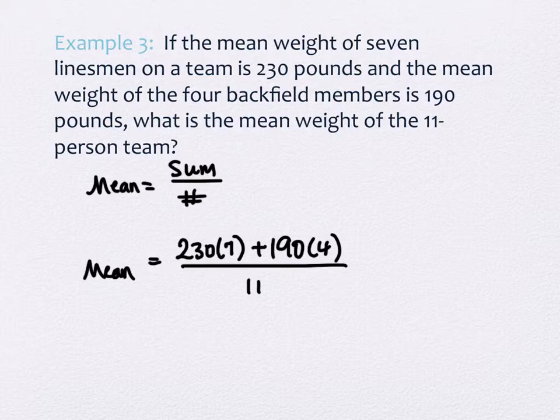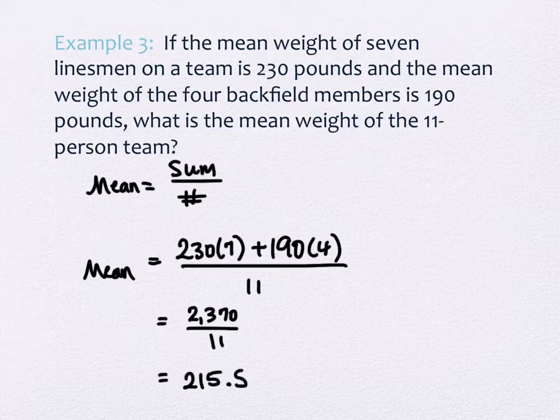So if I take 230 times 7 and 190 times 4, what do I get? 2,370. Is that before you divide by 11? That's before, yeah. And then divide by 11? Okay, fair enough. 2,370 divided by 11, so then what do I have? 215.5. 215.5, and I'm going to have units because there's context with this problem. What would it be? Pounds.